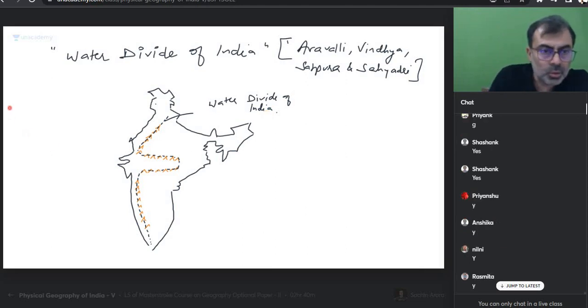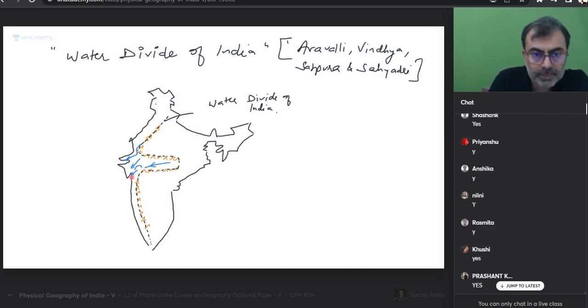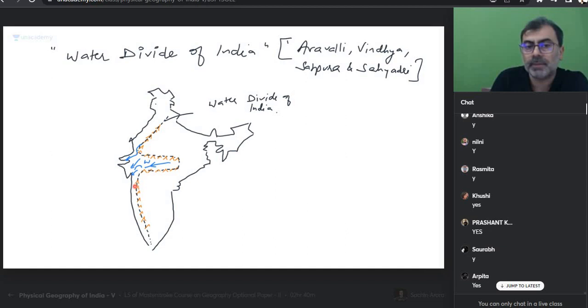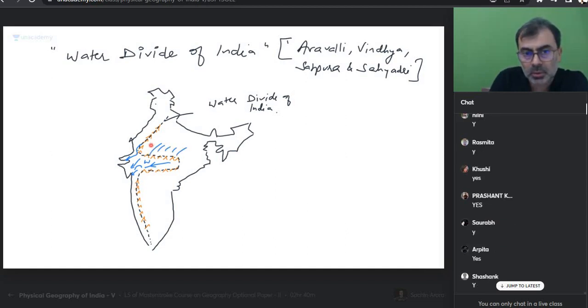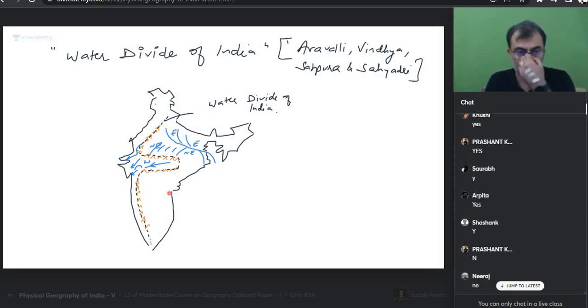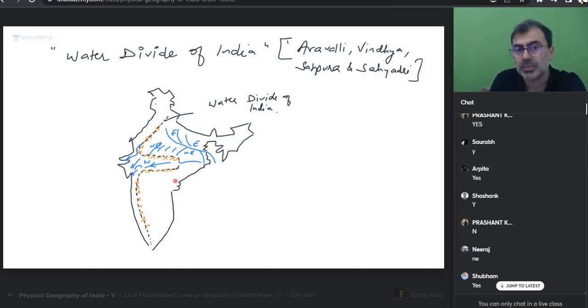Do you know the river Luni flows like this? ऐसे जाती है. Do you know यहाँ से माही, नर्मदा, साबरमती, they flow like this. This is west flowing. Do you know Chambal, Sindh, Betwa, Ken, Son? How does this flow? Northeast. और इधर से river Ganga. So can I say the slope is east northeast? ऐसे slope है.